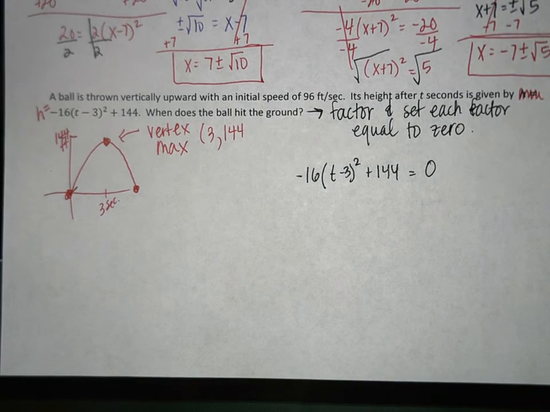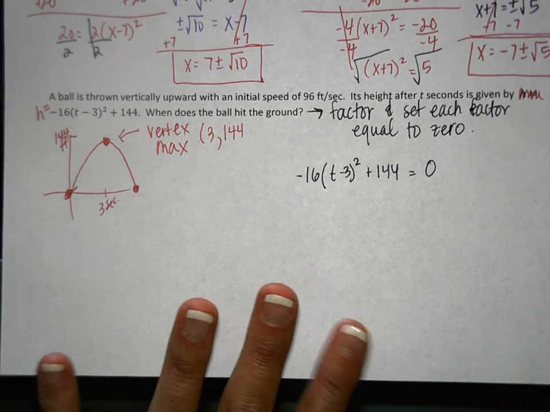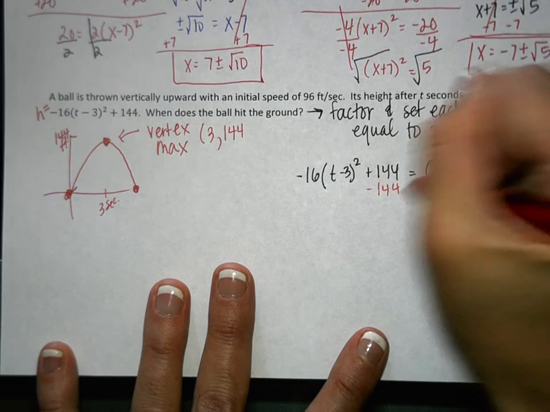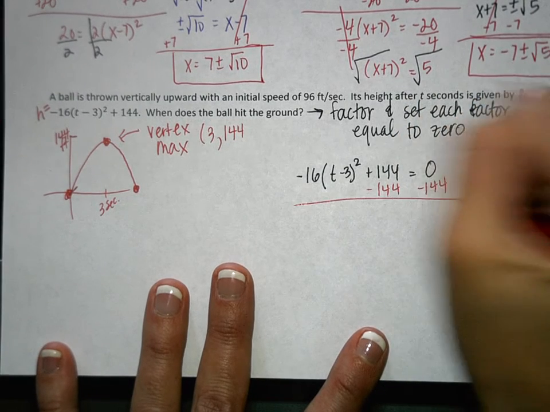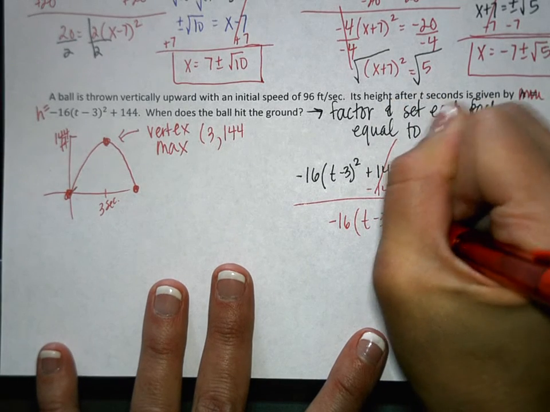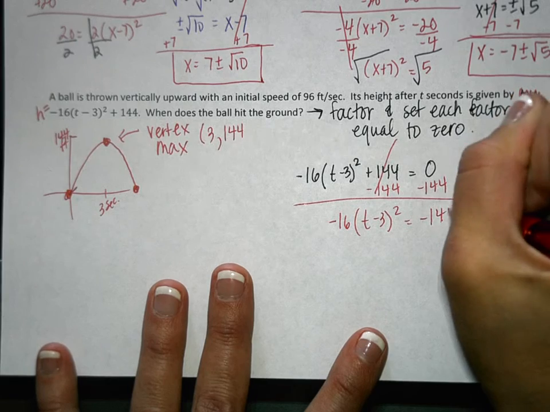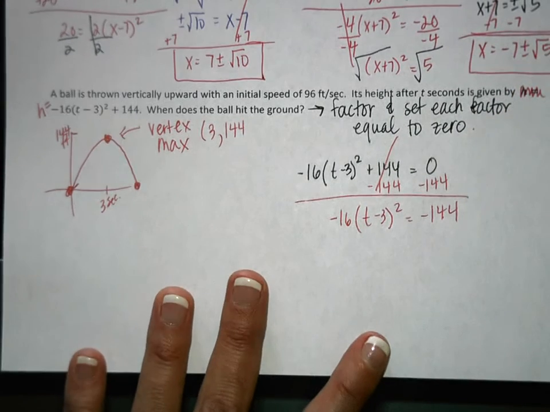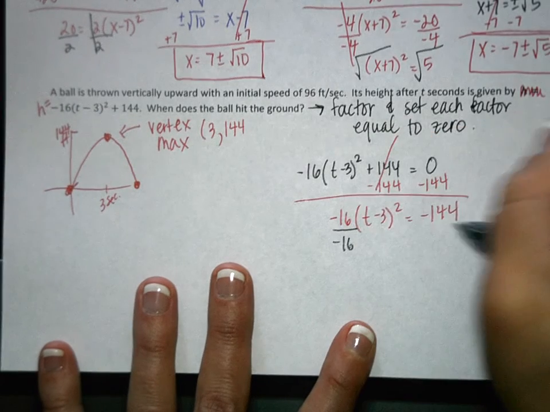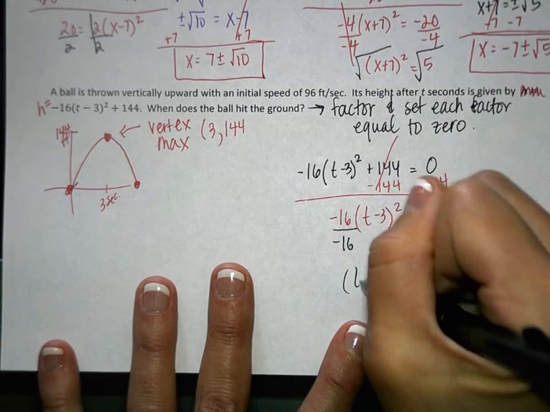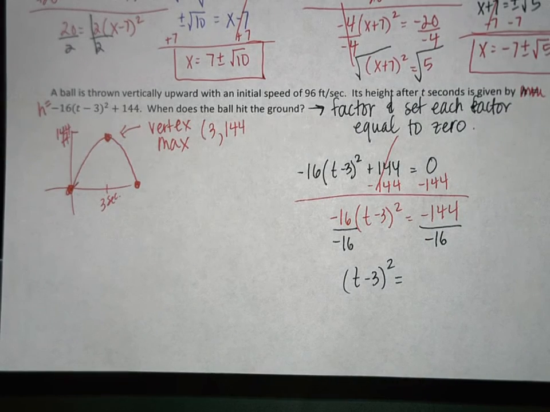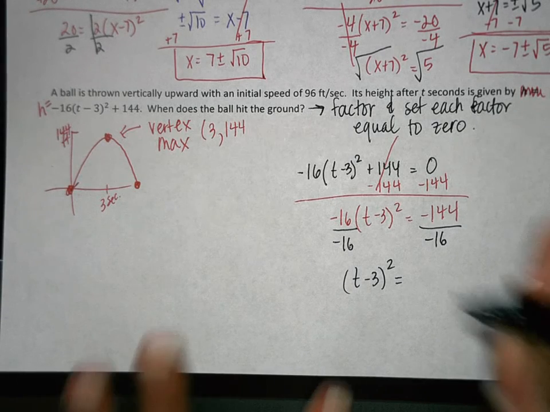What will I do next? Add them, subtract them. We want to get this square by itself. Very good. Subtract 144 to both sides. These cancel. Negative 16, parentheses, t minus 3 squared equals negative 144. What will I do now? Very good. Divide by negative 16 to both sides. We get t minus 3 squared equals, and what is 144 divided by 16? 9 is the correct answer.